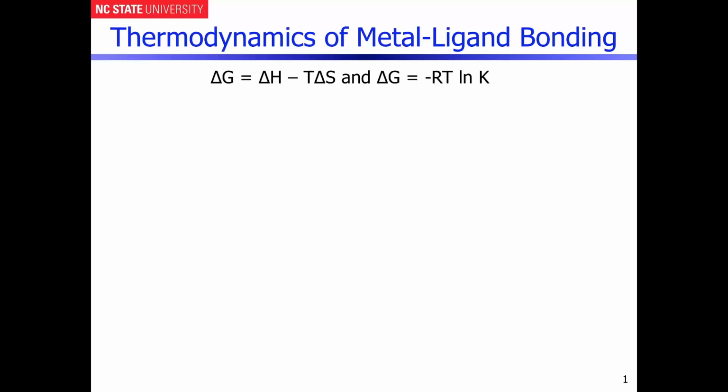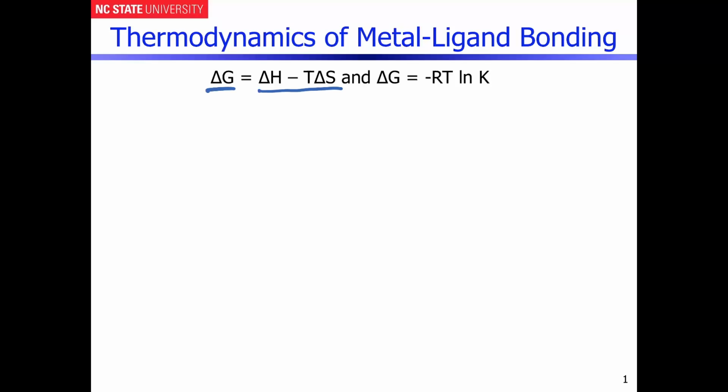So hi everyone. To start our discussion of metal-ligand bonding, that's the topic in chapter 10, we're going to first introduce some of the concepts of the thermodynamics of metal-ligand bonding. And of course, it always falls back to the fundamental relationships in thermodynamics. So of course, delta G is equal to delta H minus T delta S.